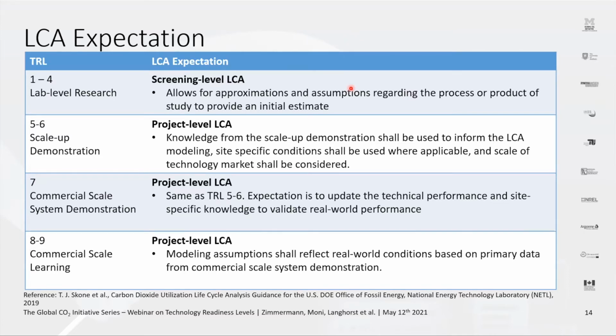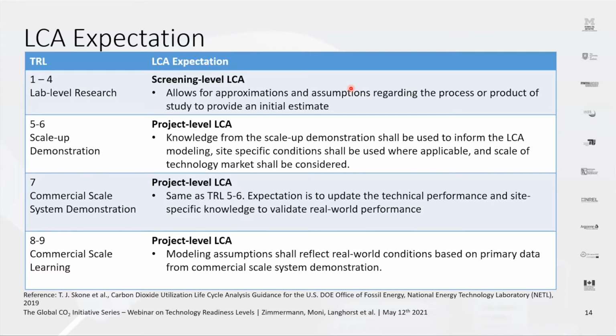I took this from the NETL guidance document and just summarized it. So at TRL 1 to 4, as Arno mentioned, when we have just lab level research, the LCA expectation may be a screening level LCA. At this maturity level, the LCA or TEA results can allow approximation and assumptions to provide some initial estimate. So to perform a full scale LCA or TEA analysis at this level is very difficult.